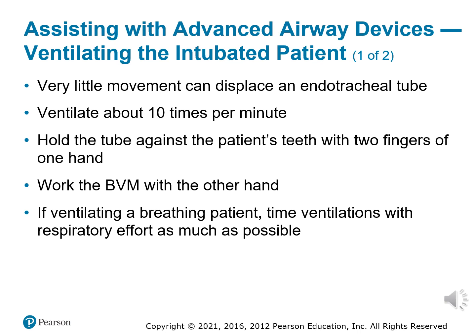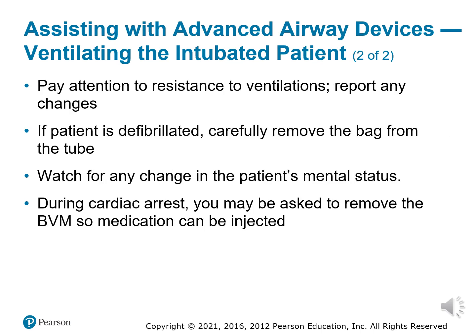Ventilating the intubated patient. Very little movement can displace an endotracheal tube. Ventilate about 10 times per minute. Hold the tube against the patient's teeth with 2 fingers of one hand. Work the BVM with the other hand. If ventilating a breathing patient, time ventilations with respiratory effort as much as possible. Pay attention to resistance to ventilations and report any changes.